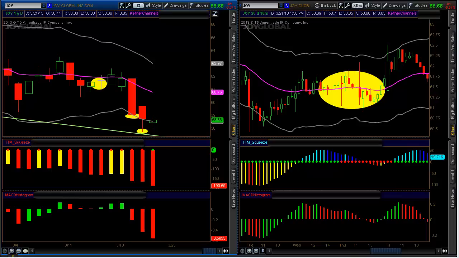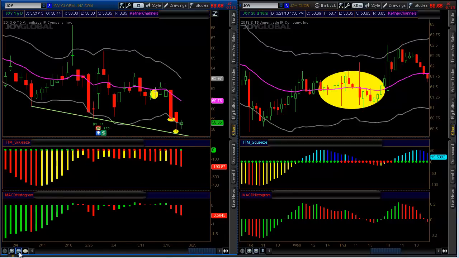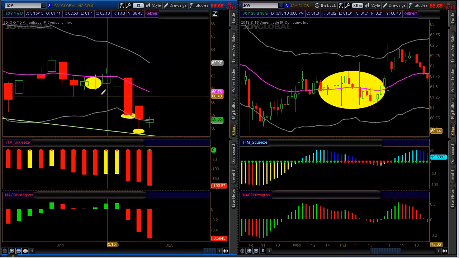I want to go over two trades, one trade we just exited and one that we just entered, and I want to kind of show you the setup so you understand what we do here. So first of all, the first one we're going to look at is Joy, ticker JOY. We closed out of our Joy position yesterday as we got the expected move we were looking for, but let's go through the setup real quick.